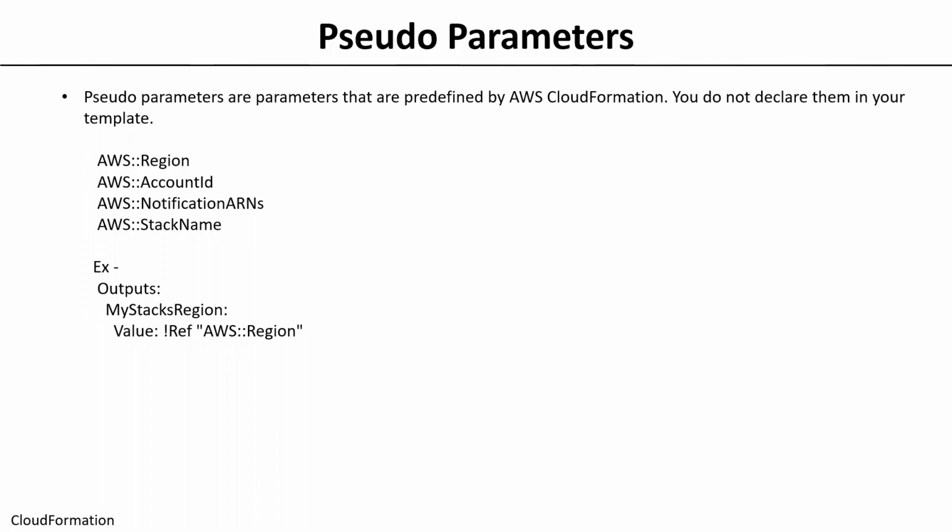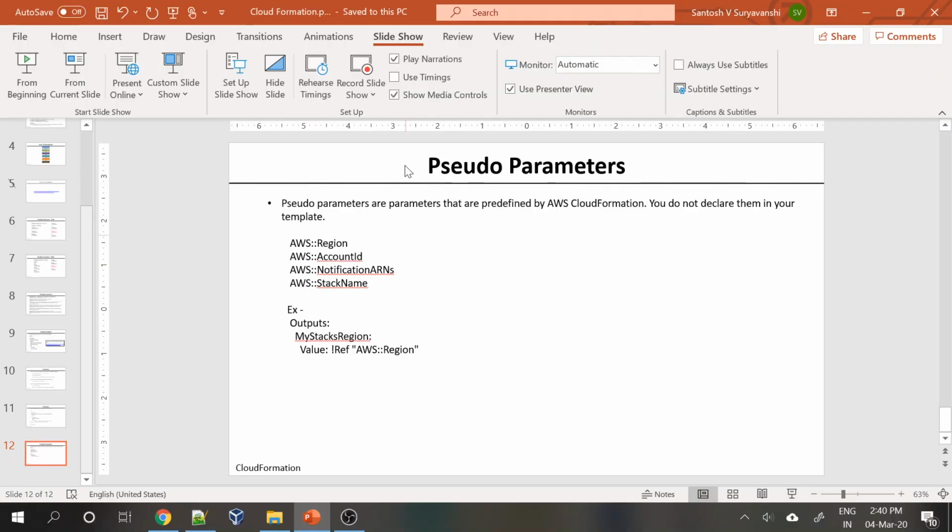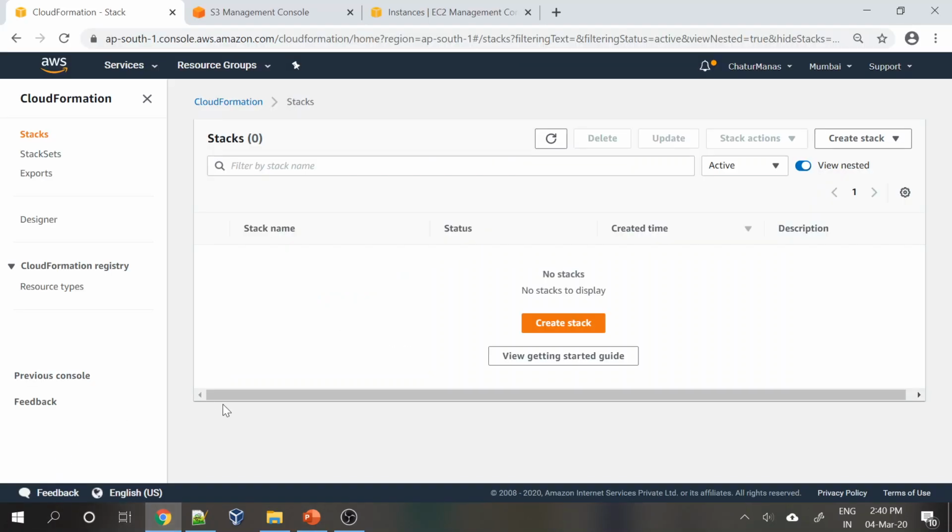Okay, so that's it for these slides, and let's go back and look at two of the JSON and two of the YAML files, and we'll see on AWS how we really create these stacks and how we work on them. Okay, so I will close this slide deck and go to AWS.